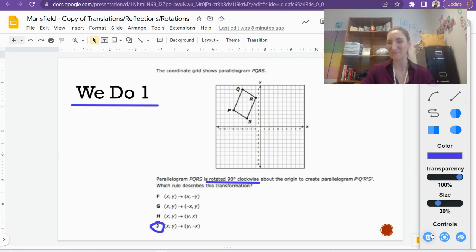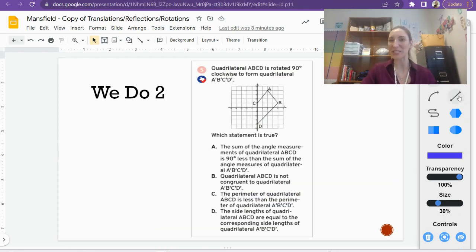Let's try another one here. On your paper, please write "we do number two." Look at this one here. A STAR question, question two. Quadrilateral ABCD is rotated, keyword, write that on your paper, 90 degrees clockwise to transform a quadrilateral. Which statement is true? There will be 3 lies and 1 truth over there. I'm looking for that truth.